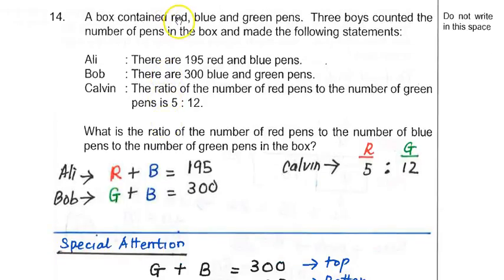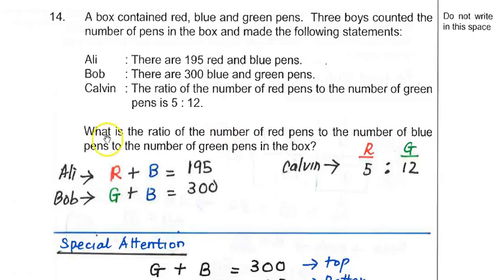A box contained red, blue, green pens. 3 boys counted the numbers and they state this. Now this is interesting. You need to know. Your teachers might have taught you certain tricks, but first understand. Ali said red pen and blue pen is 195. Bob says green pen and blue pen is 300. Kelvin says the ratio of red pen and green pen is 5:12.